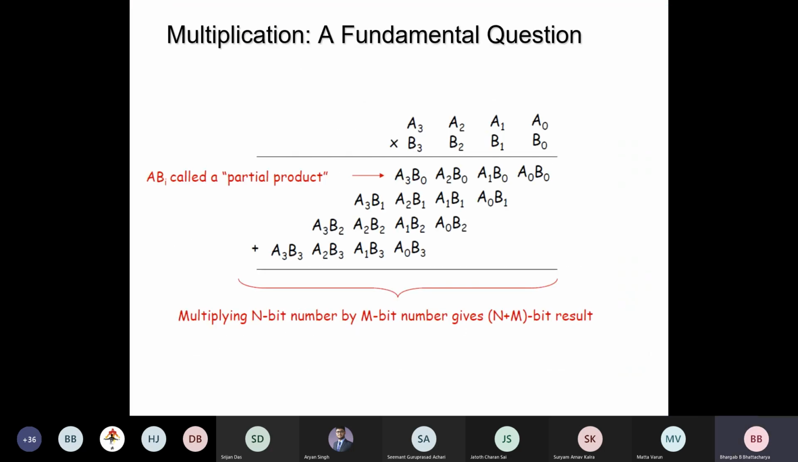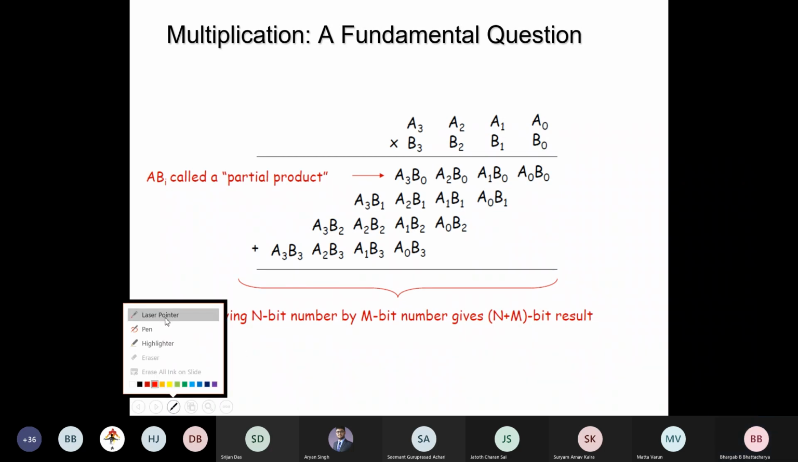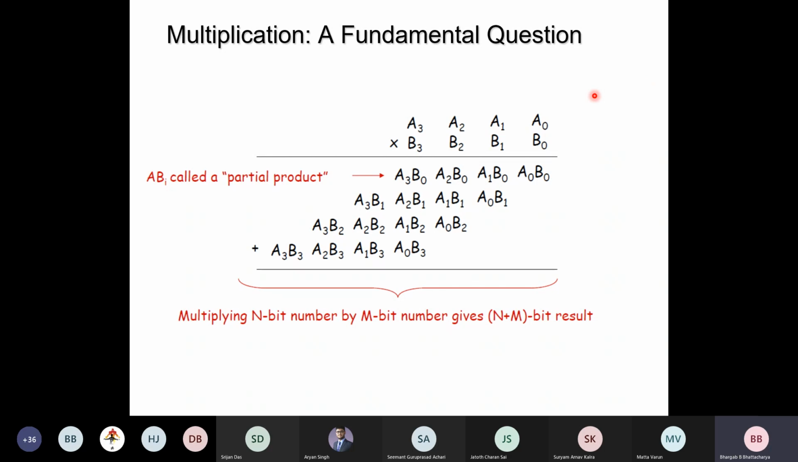Okay, so let us forget about algorithm, hardware and multiplication and so forth. Let me ask you a fundamental question regarding multiplication. You are given two n-bit numbers. Here you are given two 4-bit numbers, for example, A0 to A3 and B0 to B3. And the fundamental question is, what is the complexity of multiplication?